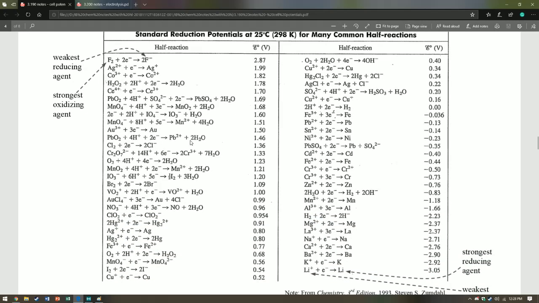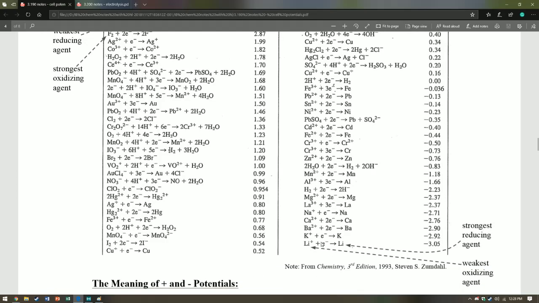Here's a table of half cell potentials. The IB gives you one of these as well, but we can see here that fluorine has the strongest reduction potential since it is a strong oxidizing agent and likes to be reduced. Similarly with lithium, we have a very low reduction potential because it has one of the lowest ionization energies, and therefore it is a strong reducing agent and a weak oxidizing agent.